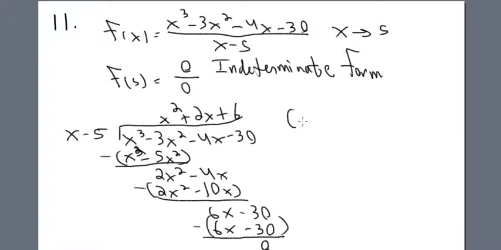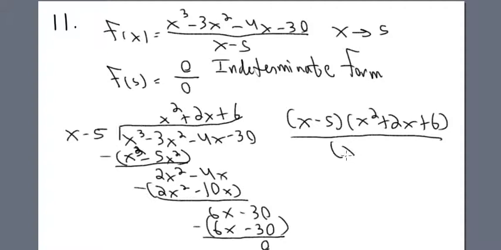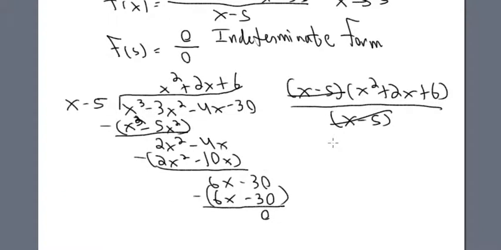So factoring out the x minus 5, what we have left is x squared plus 2x plus 6 divided by x minus 5, which cancels out. Our newly defined function is what's left. So f of x equals x squared plus 2x plus 6.